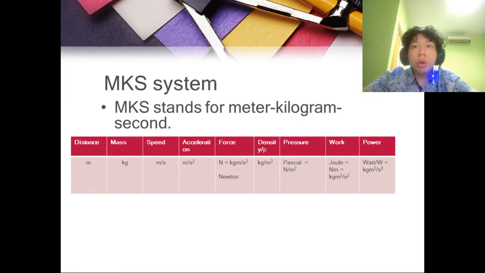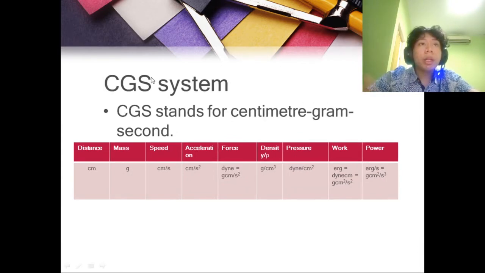Work, we use Joule, which is equal to Newton meter or kilogram meter squared per second squared. For the power, it is watt, and watt is equal to kilogram meter squared per second cube. Next, we have the CGS system. CGS stands for centimeter gram second.